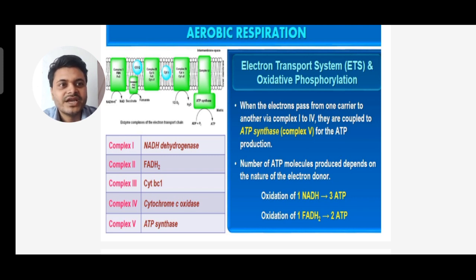The number of ATP molecules produced depends on the nature of the electron donor. That is, oxidation of 1 NADH is equal to 3 ATP and oxidation of 1 FADH2 is equal to 2 ATP.